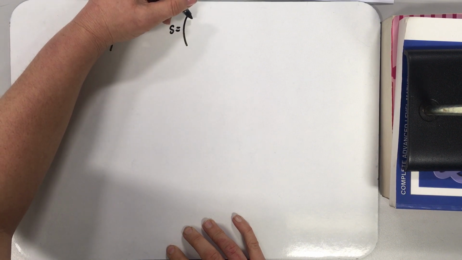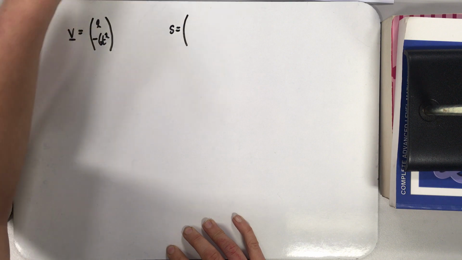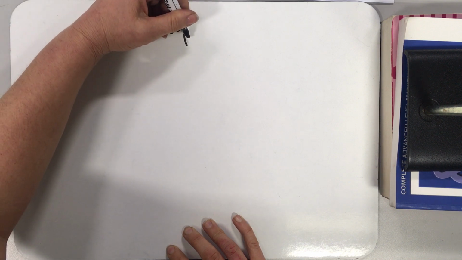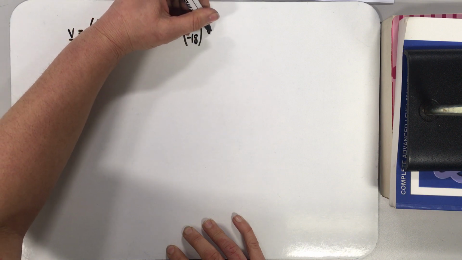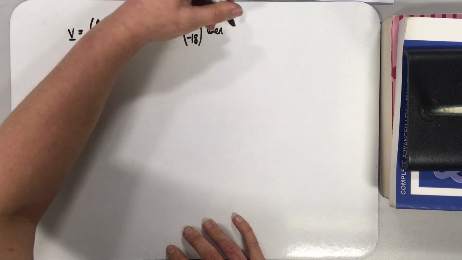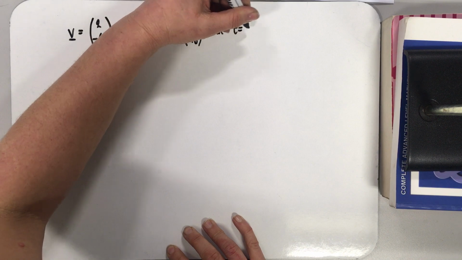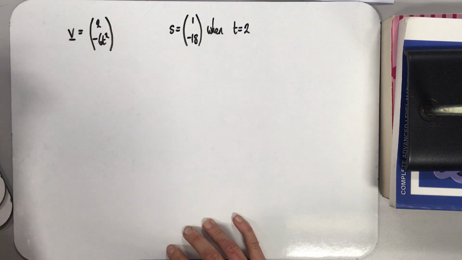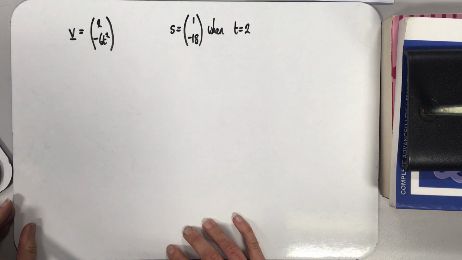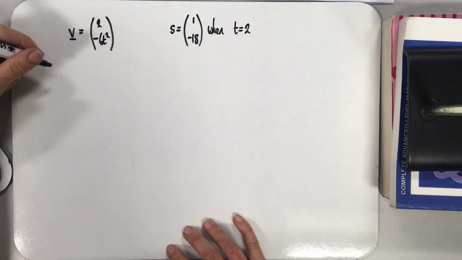The particle has displacement of 7. No, sorry, it's not 7. I changed it. It's (1, minus 18) when t equals 2. So we've got some initial conditions here. And we want to find an expression for the displacement of the particle at a time t.